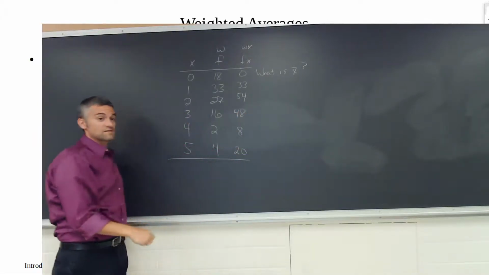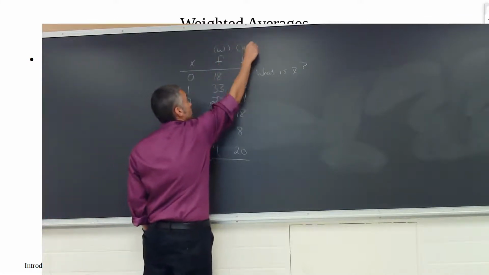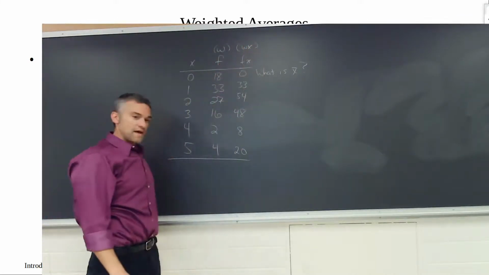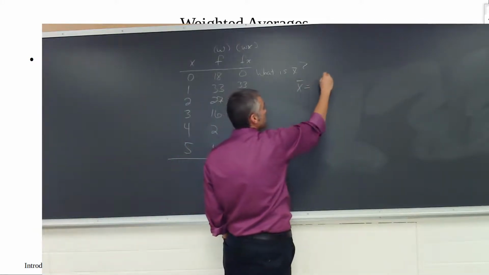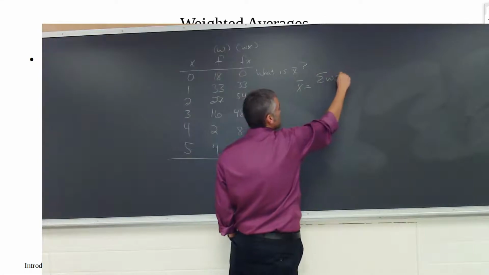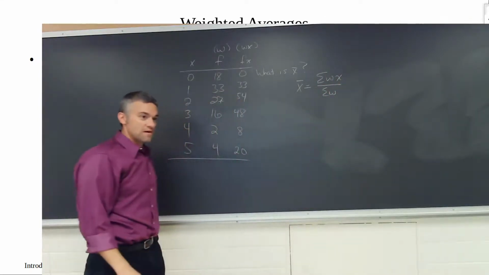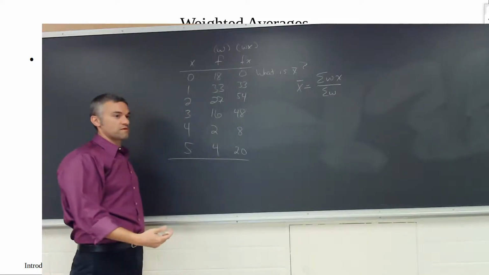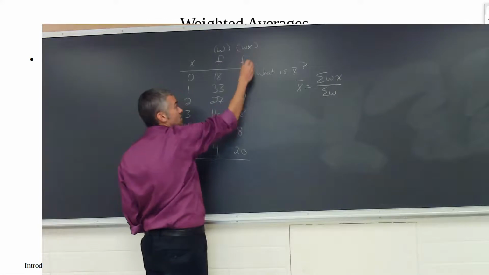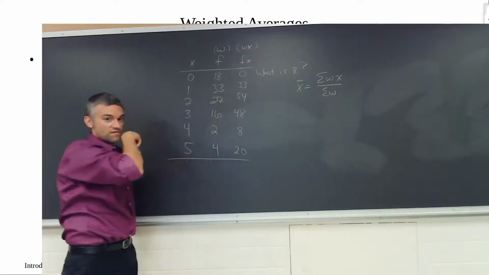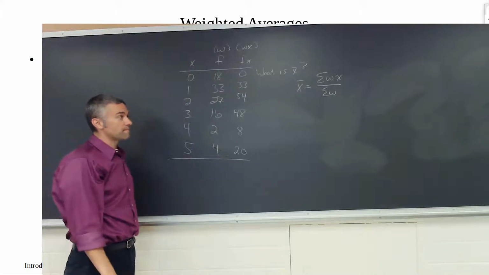All right, to get our wx. And why do we do that? Well, it gets back to our equation. Our average, or frequency table, is the sum of wx over the sum of w. So what we've done is calculated wx for each of our values. This is basically our weighting.